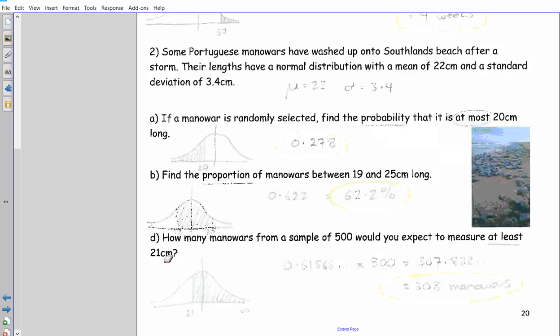We would expect to measure at least 21 centimeters because it's more than half. So it should be more than half according to our probability and according to our diagram as well.